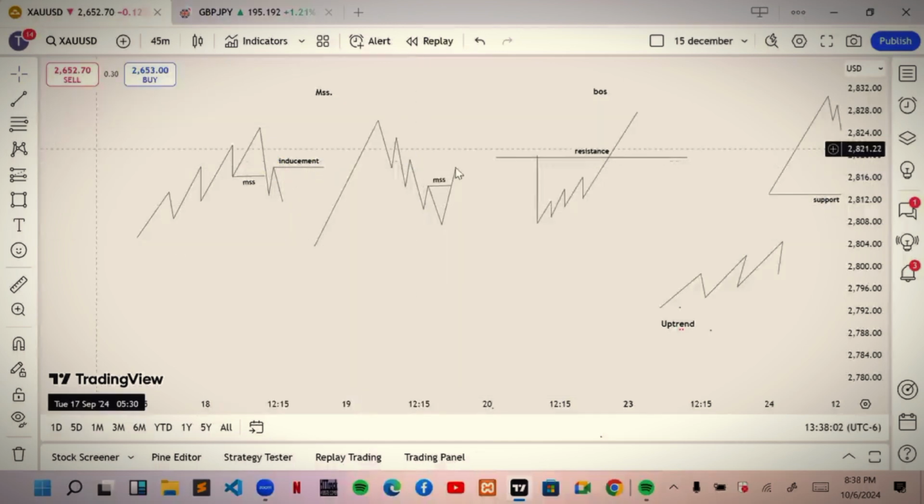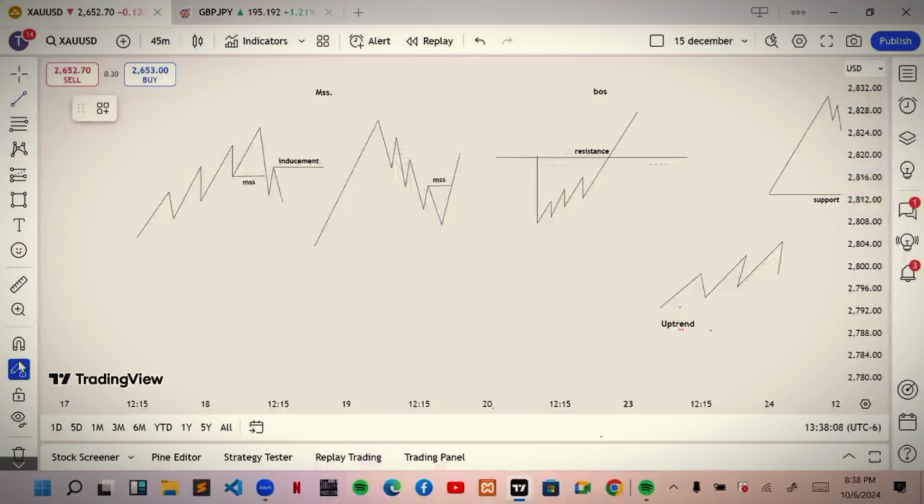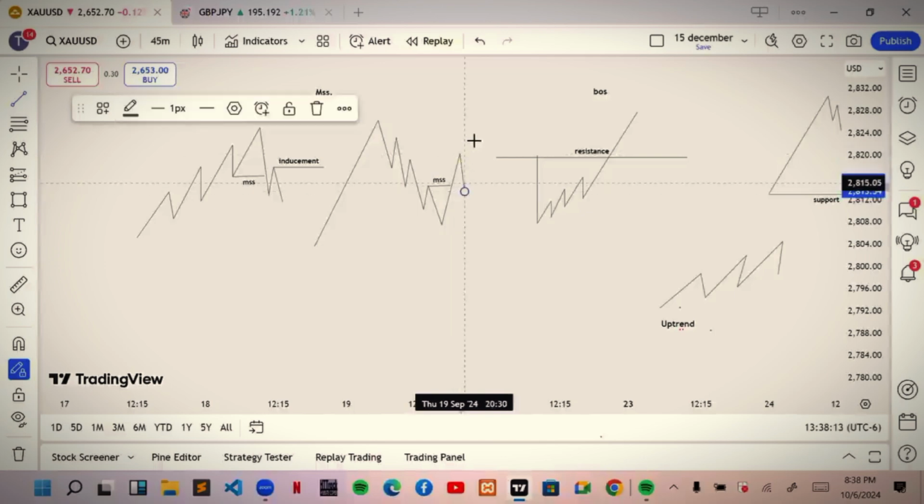Same as for this, if the market breaks structure to the upside, after breaking structure, it will make a pullback. That's this, before eventually going back up. So this pullback is what your inducement is. Now know something: your inducement is a trap. It is not your entry. Inducement is a trap in the market.